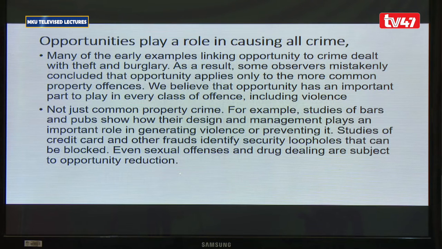The first principle is that opportunities play a role in causing all crime. For there to be a crime occurring, there must be an opportunity. For example, with a burglary, someone comes to steal things in your house because you have left an open door or an open window. All that is an opportunity. Or even among you students, if you want to commit the crime of exam cheating, there are opportunities you'll take advantage of, for example, no invigilation, a big room, or too many students for the invigilator to control. All of those opportunities play a role in causing certain crimes.